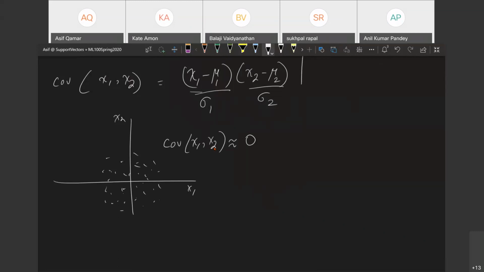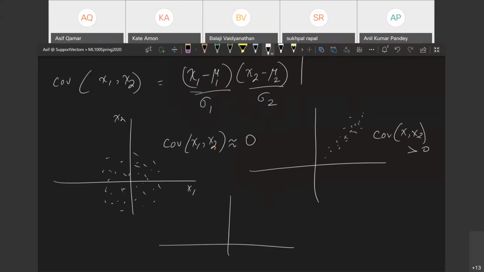On the other hand, if you look at data like this, you expect covariance to be greater than 0, isn't it? On the other hand, if you see data like this, you expect covariance to be less than 0. Do we realize the three situations?